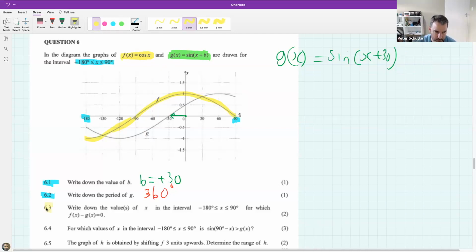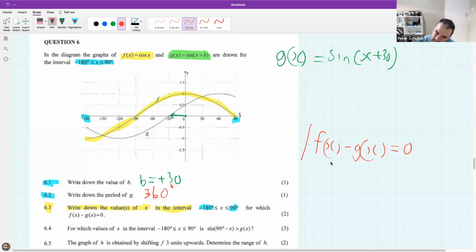Let's look at 6.3. It says, write down the values of x in the interval. The interval is just the same old interval that we started with. It starts at minus 180, it goes to 90, for which f of x minus g of x equals 0. Now, f is just the cos function, the yellow one, and g is just the green one. But the way this is written makes it seem trickier than it really is.